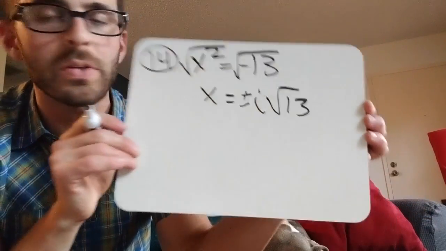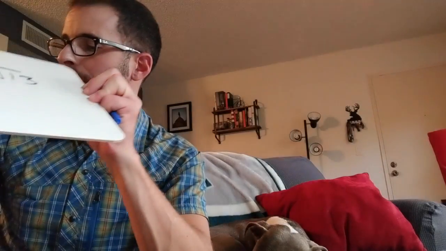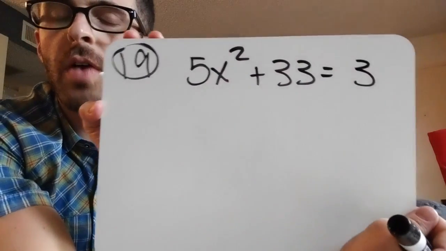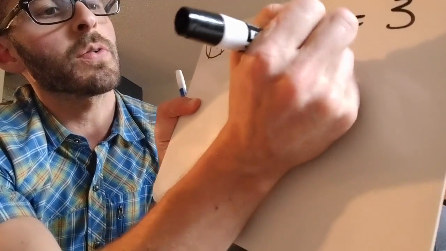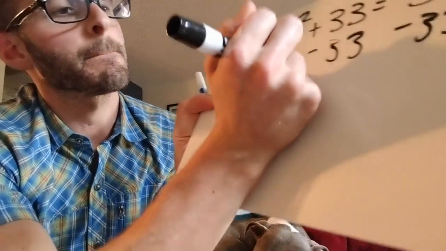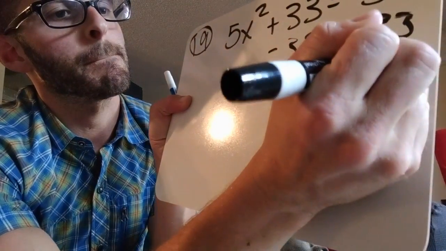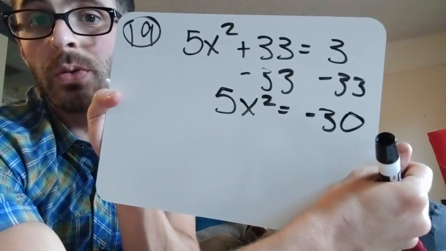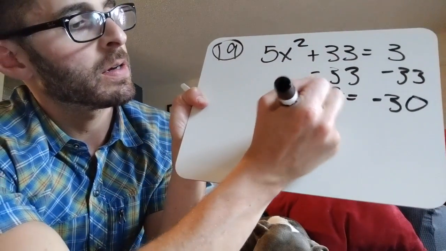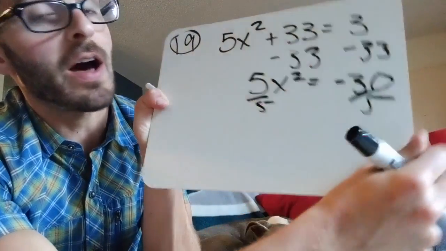All right, what did I promise you I was going to do? Number 19. Okay, last one. 5x squared plus 33 equals 3. Let's take away 33 from both sides. So 5x squared equals negative 30. Let's divide by 5 on both sides.